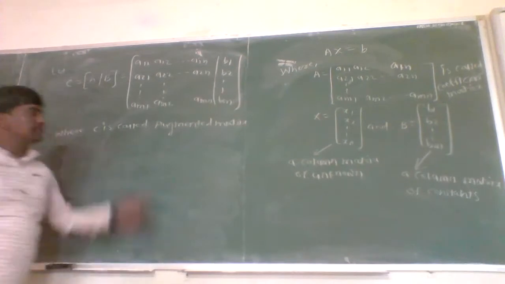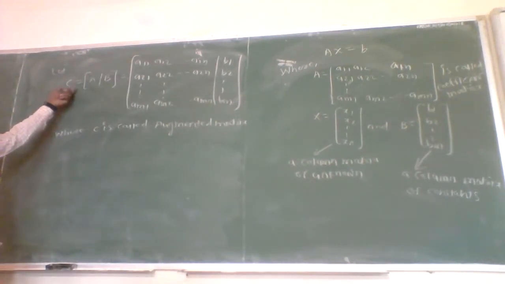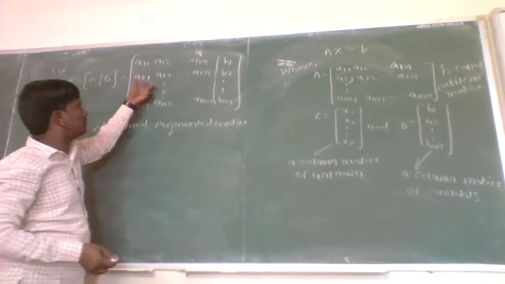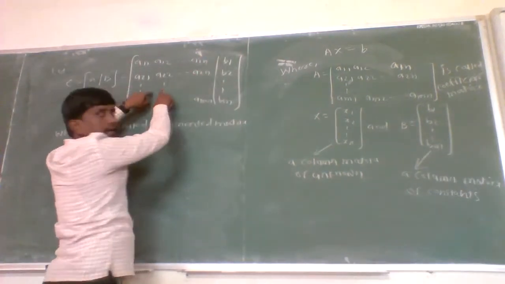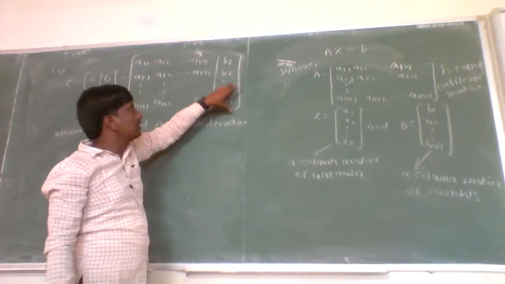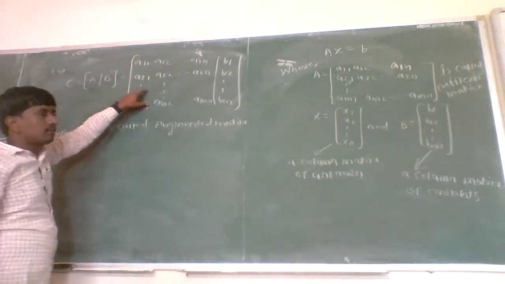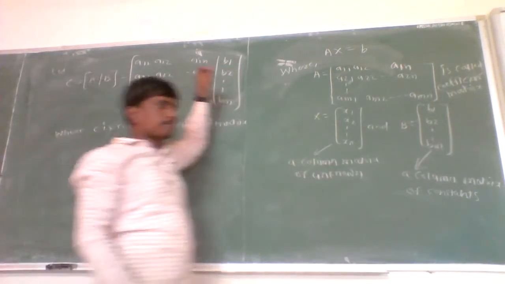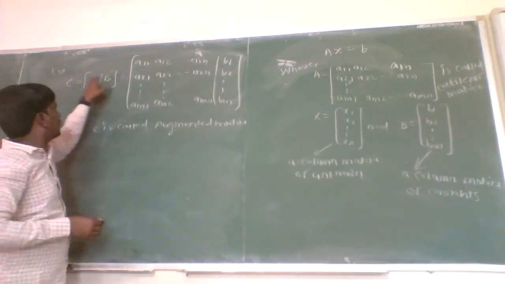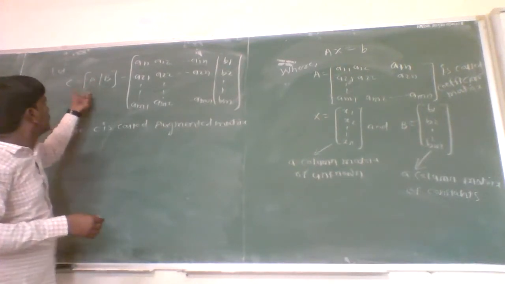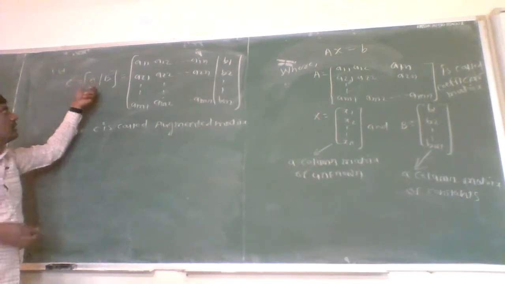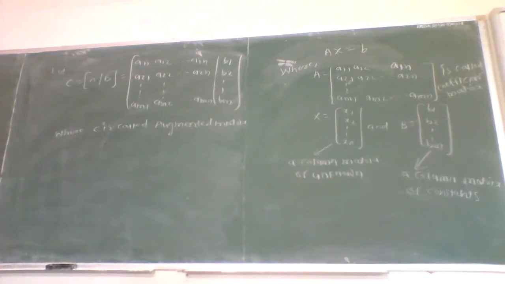Now the rank of a matrix C cannot be less than the rank of the matrix A, since every submatrix of a matrix A, this one is nothing but the matrix A, and this total is nothing but the augmented matrix C. Every submatrix of a matrix A is again a submatrix of a matrix C. Therefore, rank of matrix C cannot be less than the rank of the matrix A. Okay.